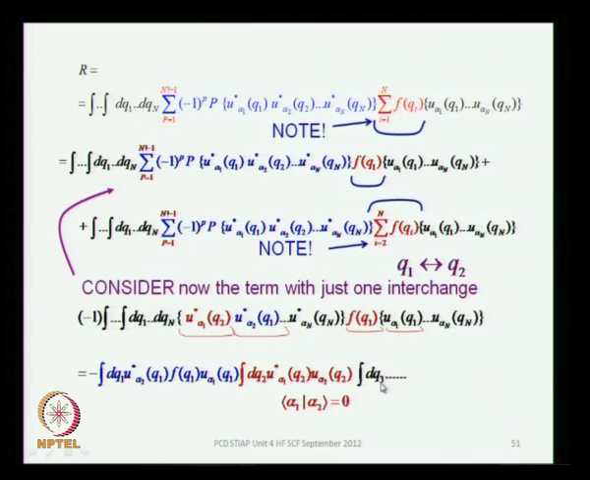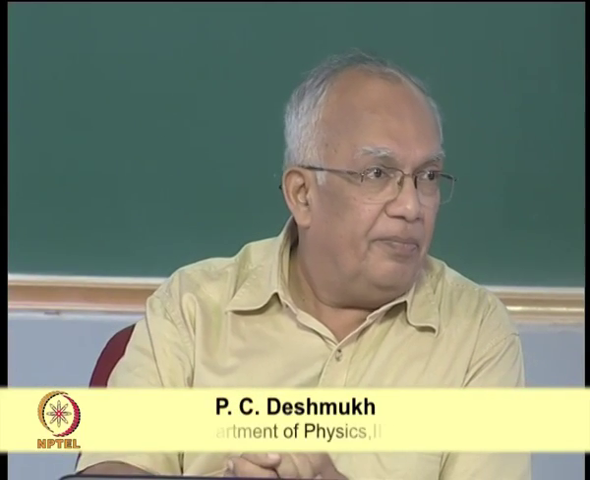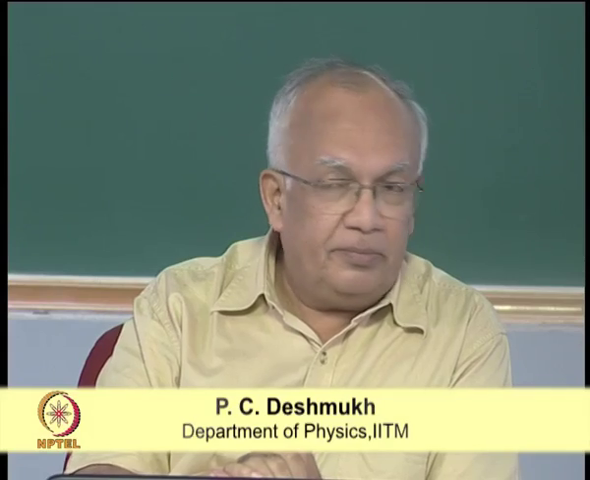There will be an integration over q3 which will give you unity, because that did not involve any interchange. So, it will give you the corresponding normalization integral, but so what? You have got a product of a number of factors, one of which is 0, and you are happy enough to throw the whole term away without even looking at what else there is. So, the moral of the story is that 0 multiplied by any number is 0.